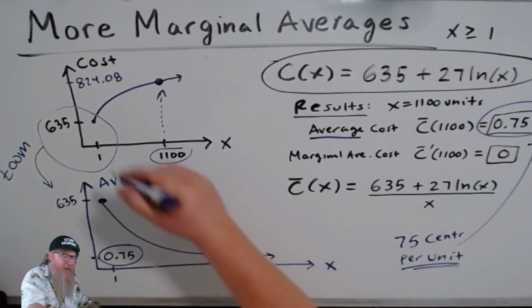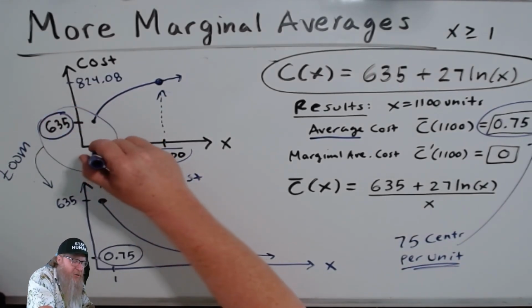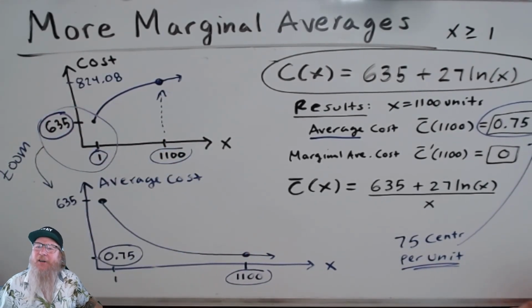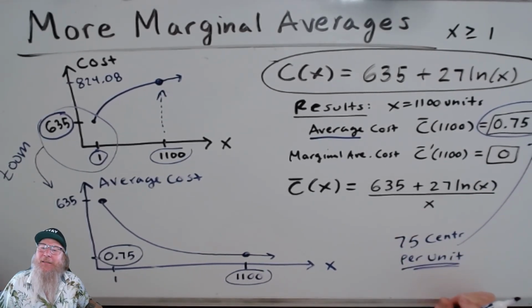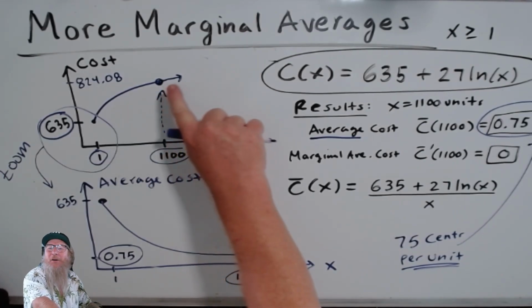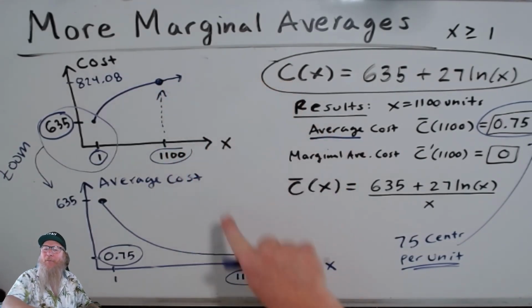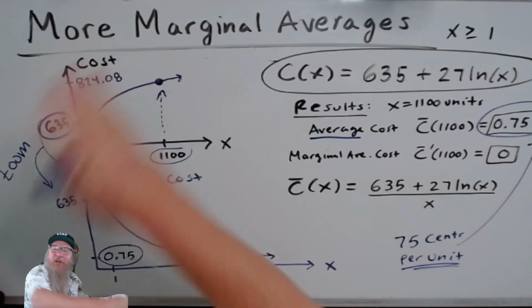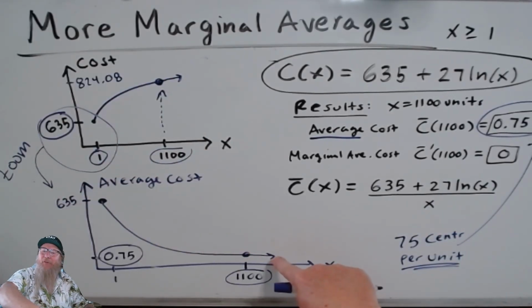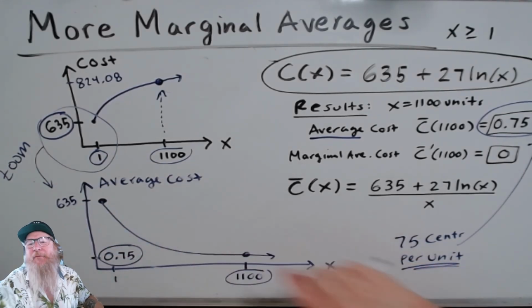Which is interesting because the very first unit that you produce costs $635. That very first one is the most expensive one. But then the costs sort of level out at some point. And then when you take the average, you divide by X, it turns this graph around, which we're going to do a lot of graphing in the next chapter.